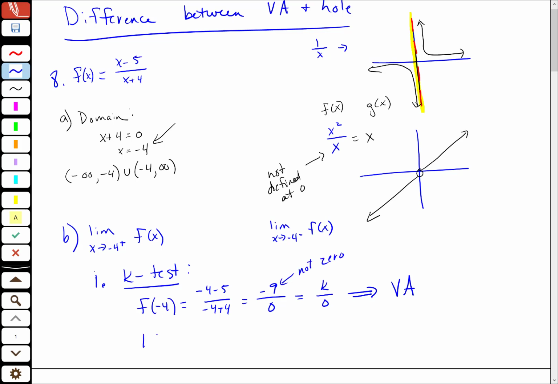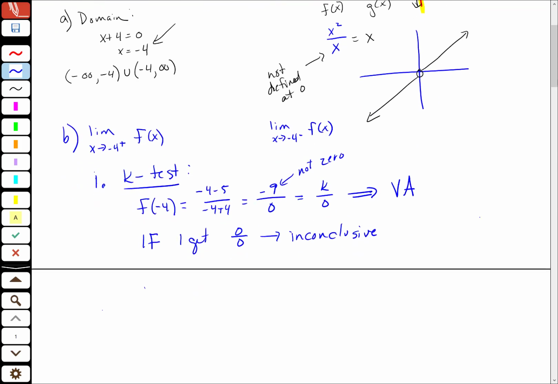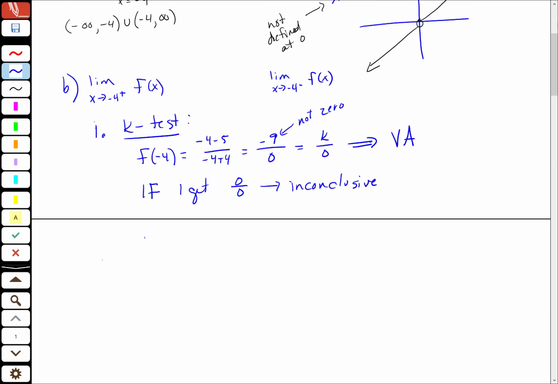If I get 0 over 0 out of the k-test, that test is inconclusive. And I have to look at the factored form to see what's going on. And we'll do that test in a second. And I'll show you, I have a second example too.